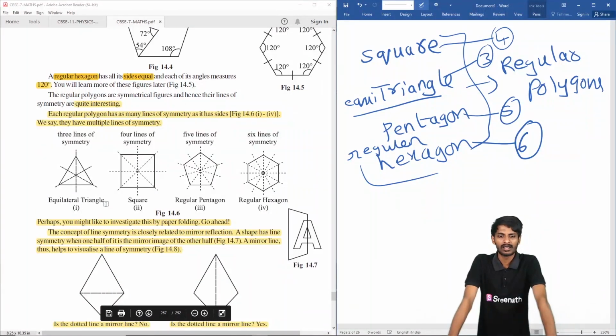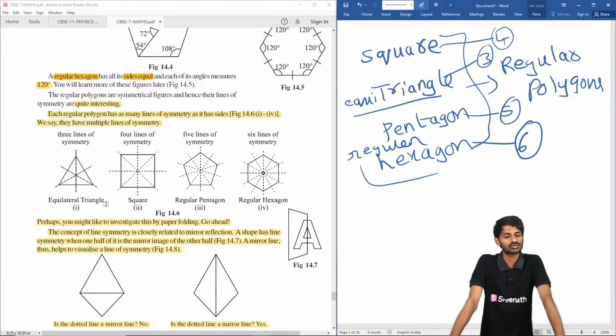Next point is that each regular polygon has many lines of symmetry. So why we have to discuss regular polygons is because of the lines of symmetry. Here the main concept is lines of symmetry. Regular polygons have many lines of symmetry.